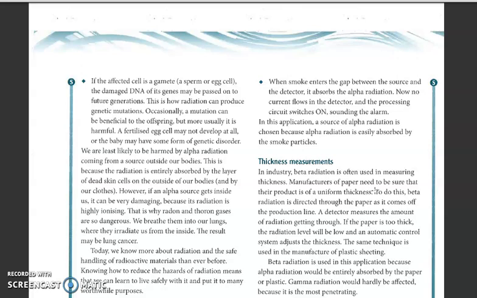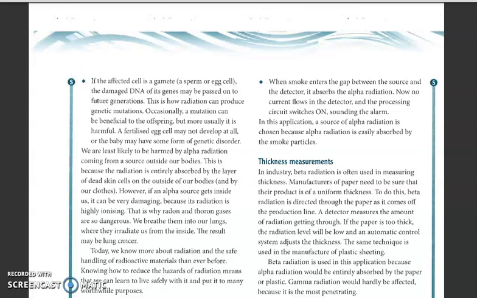So now there will be no current there. Then the processing circuit will work there, switches on and it's sounding the alarm. In this application, a source of alpha radiation is chosen because alpha radiation is easily absorbed by the smoke particles, because it has the greatest ionizing capacity. Okay. So this is the way the source of alpha radiation is chosen, and because alpha radiation is easily absorbed by the smoke particles, the alarm will be on.